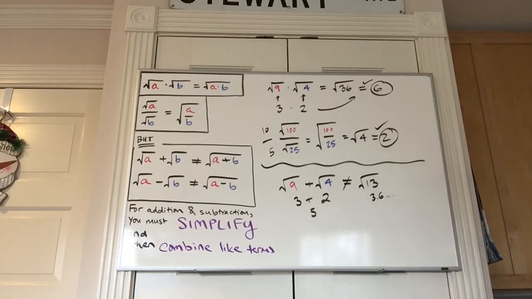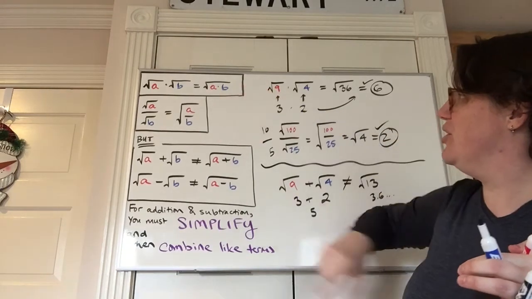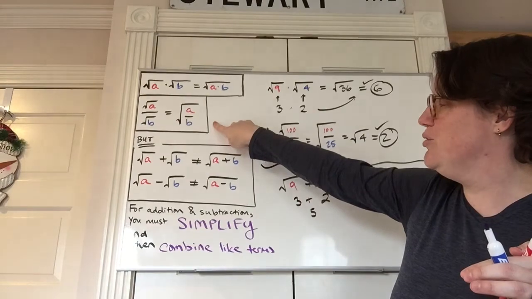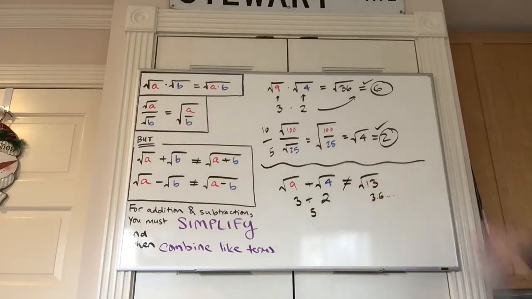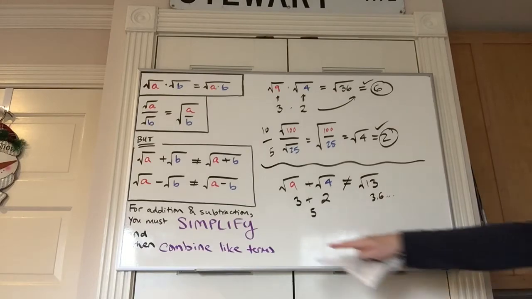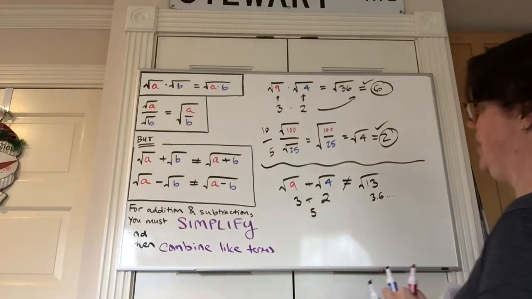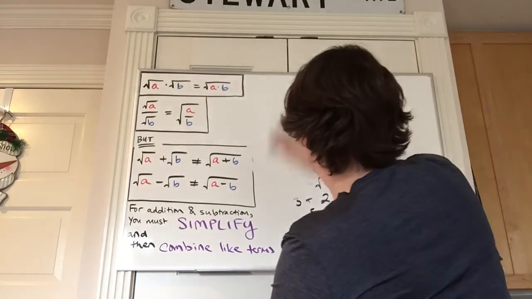So that's most of what we're going to be practicing today. It is totally fine to multiply two square root numbers together, totally fine to divide two square roots, but if you have an addition or subtraction problem with roots, you cannot just add or subtract your roots. We need to follow this simplify and combine method. So we're going to see some practice problems with that today.